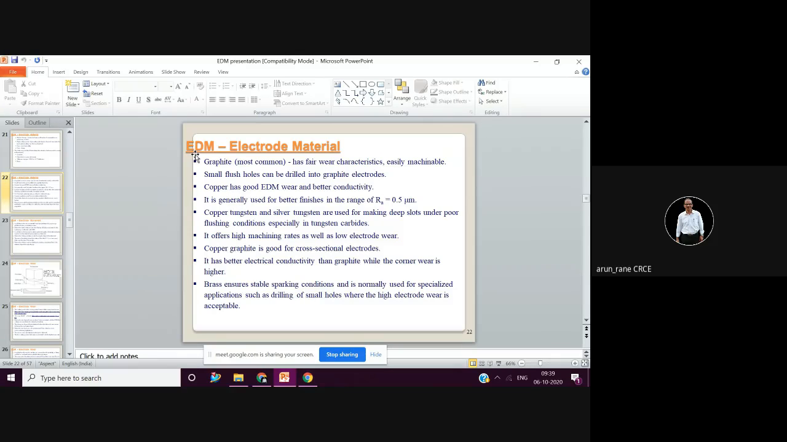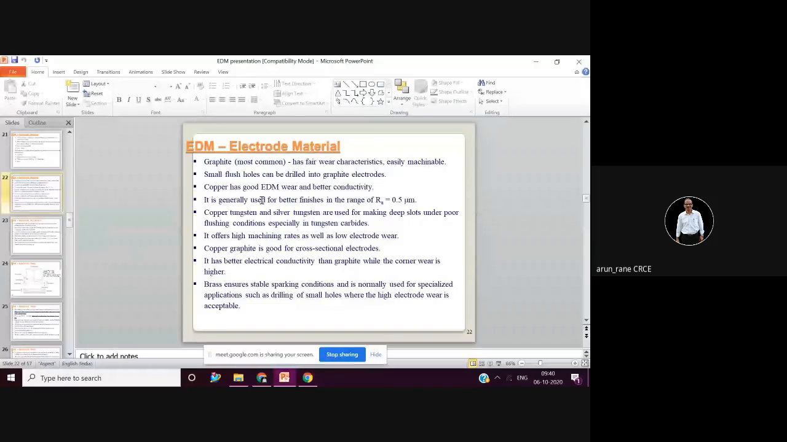Graphite we are scared to use for finishing because graphite is brittle, as we all are aware. And that's why we use copper for finishing. Also, the wear rate of graphite is more as compared to copper, so copper can be used very effectively. Many shop floors, many EDM machinists use copper for roughing as well as finishing. Of course, different electrodes, not the same electrode.